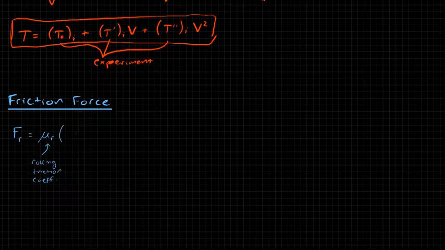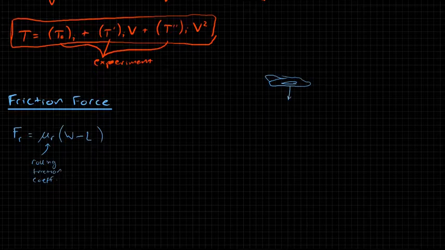So it's that coefficient times the normal force. Now, on our aircraft, the normal force is going to be the weight minus the lift. If you recall, we have our aircraft. I'm going to try and draw this fast, so it's going to look really ugly. We have weight straight down and lift straight up. So our normal force on the ground is going to be the weight minus the lift. So here's our friction force. Now, we know what the lift is.